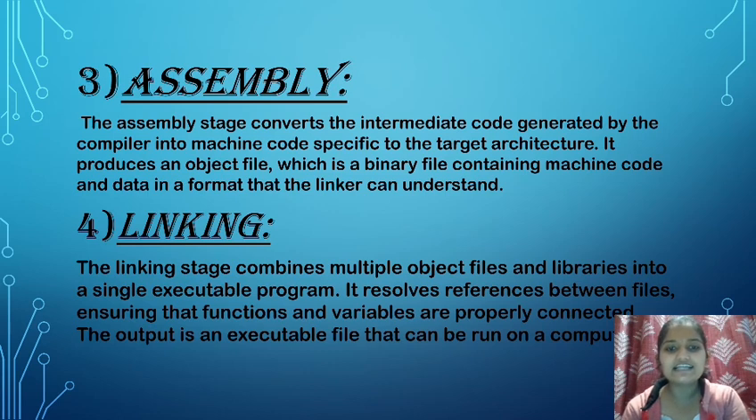Next one is assembly. The assembly stage converts the intermediate code generated by the compiler into machine code specific to the target architecture. It produces an object file, which is a binary file containing machine code and data in a format that the linker can understand.